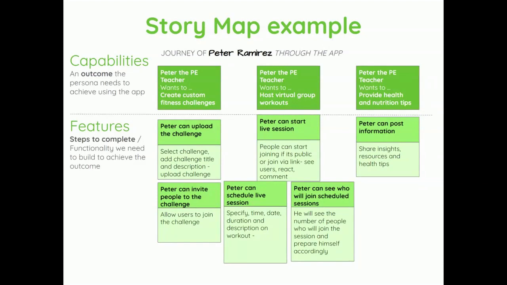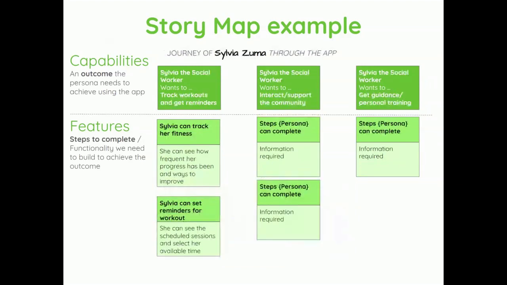So now let us create a story map for Sylvia's journey while using the application, using one of her aims as an example. So Sylvia wants to track workouts and get reminders. So through using the application, Sylvia can track her fitness, where she can see how frequent her training progress has been and ways to improve.